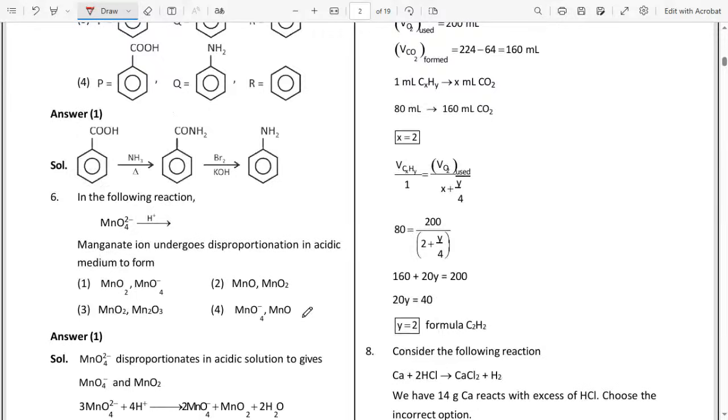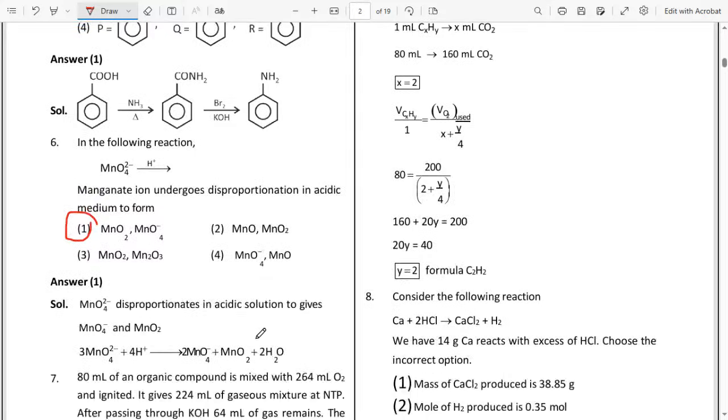Next, question number 6. In the following reaction, MnO4 2 minus upon reaction in presence of H plus gives manganate ion, which undergoes disproportionation in acidic medium to form, yes, MnO2 and MnO4 minus. How? Let us see.